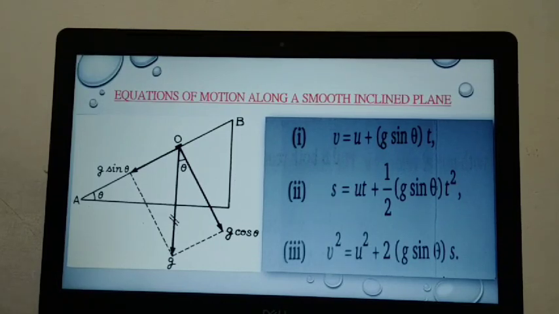And when it is climbing up, what will happen? That g sin theta you can replace by minus g sin theta. So the equations will become v is equal to u minus g sin theta t, s equal to ut minus half g sin theta t square, and v square is equal to u square minus 2 g sin theta into s. So that is the case, the movement along a smooth inclined plane.